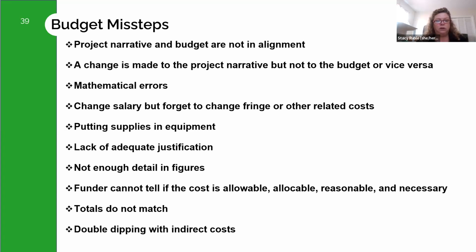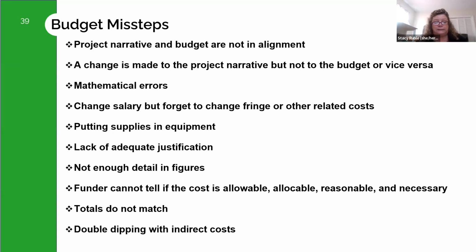I'm working with the writer or the subject matter expert and I'm writing the proposal and somebody else is working on the budget. Let's say the budget people decide, well, we don't really need 3 people. We only need 2 people. But throughout the grant narrative, I'm talking about 3 people. That's not going to jive. You want to make sure that if there's any changes to the project narrative, that is then reflected in the budget and vice versa.